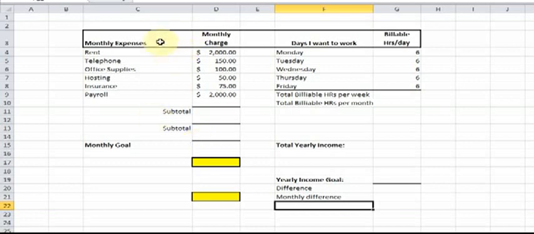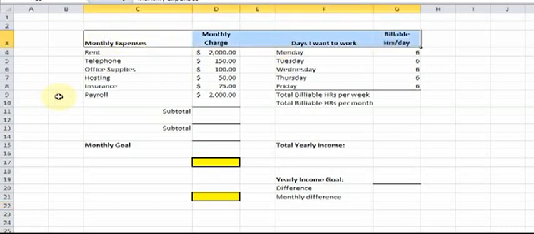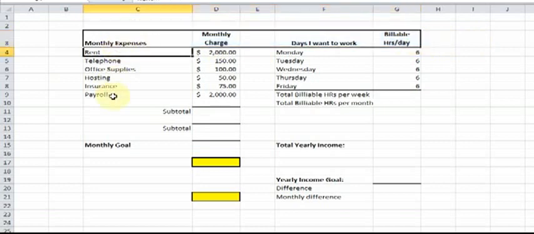Hi, I am going to show you how to come up with your hourly rate based on a monthly or yearly goal. So open up Excel and start a few headings for your columns: monthly expenses, monthly charge, days I want to work, billable hours per day. So you want to list all your monthly expenses.